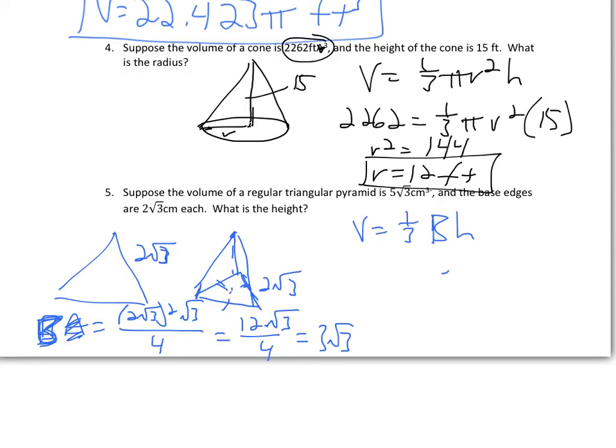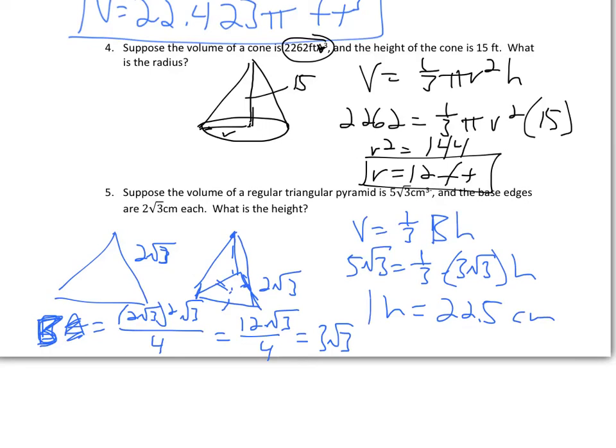So the volume is 5√3. The area of my base is 3√3. I want to find the height. So I could take 5√3 divided by 3√3, multiply by 3 or divide by 1/3, and the height is going to be 2.5 centimeters. That is it for this section.